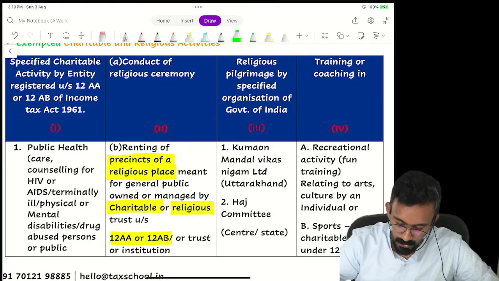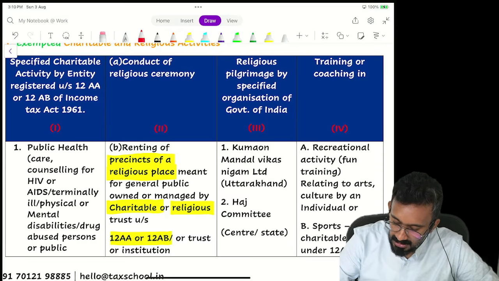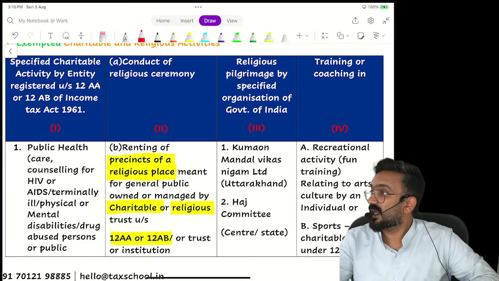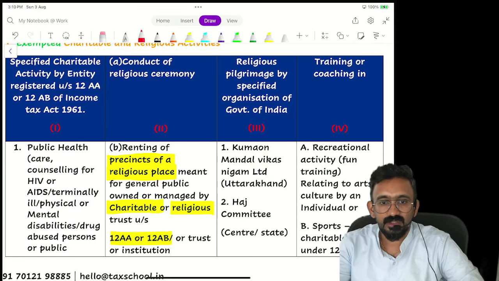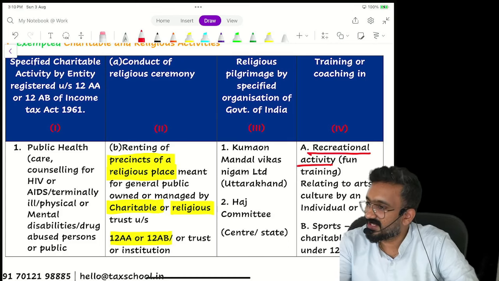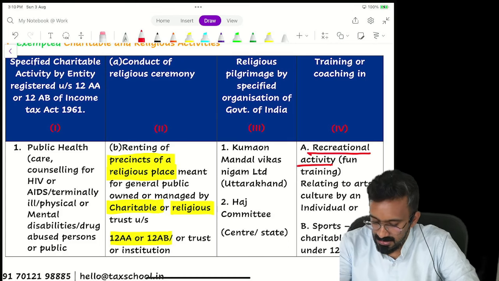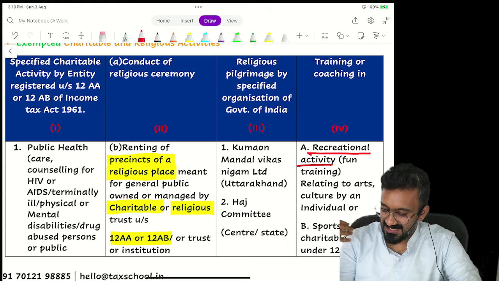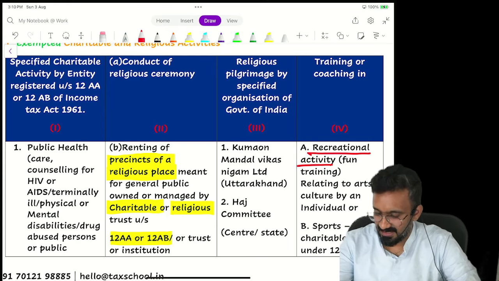Now look at the fourth one. That's again an interesting version of it. They're talking about training and coaching, a training service exemption. What kind of training and coaching are they asking about? Recreational activity. Specific again. Okay, let's read this in full. Then you tell me what category it is.